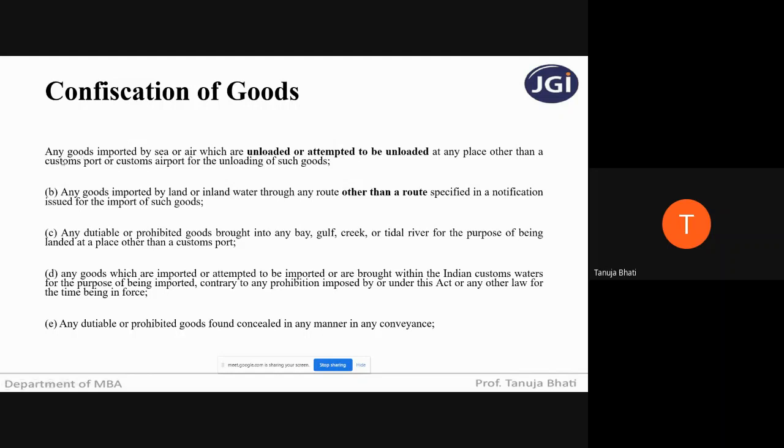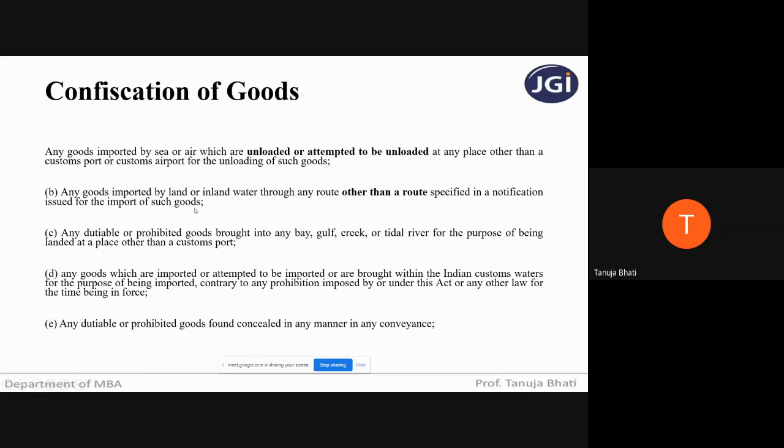Number one, if any goods are imported by sea or air which are unloaded at a place other than a customs port or airport, then his goods will be confiscated. Second, any goods imported by land or inland water through any route other than the route specified in a notification issued for import of such goods.